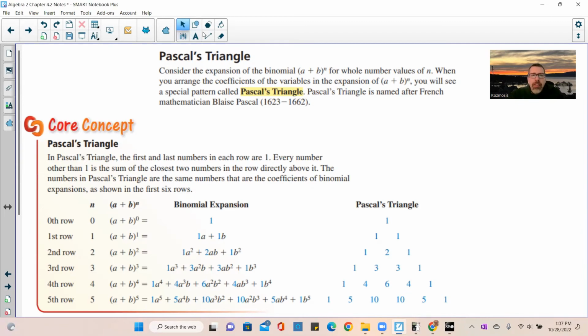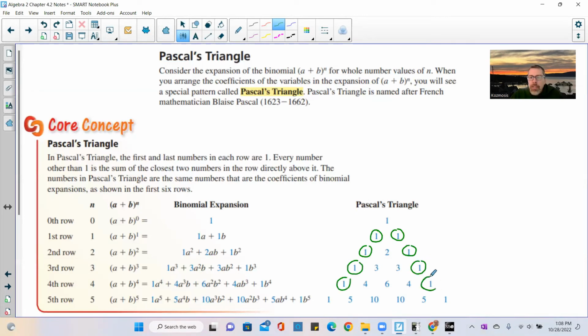Okay, so let me explain as I go here. In the first line, there is only one 1, so that's the first and the last number, and it just happens to be 1. The first number is a 1, the last number is a 1. In this row, the first number is a 1, the last number is a 1. That is what they mean. It always starts and ends in 1.